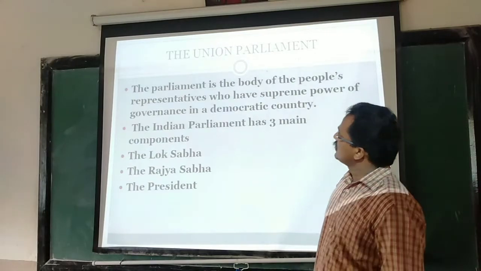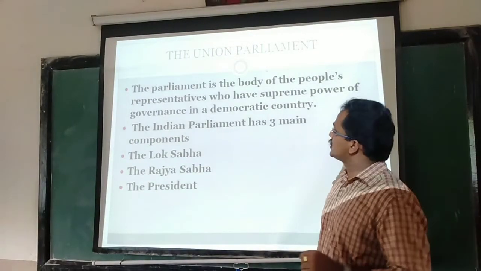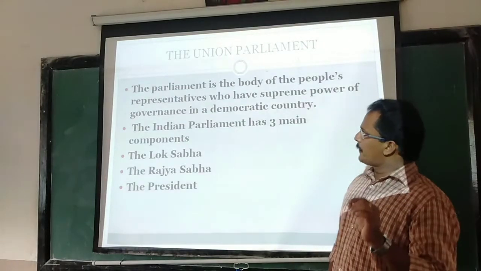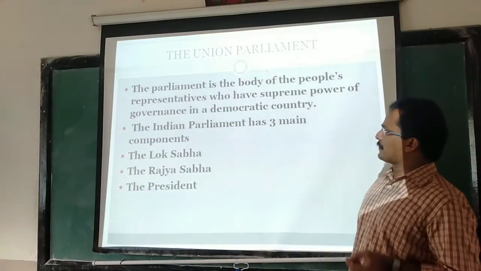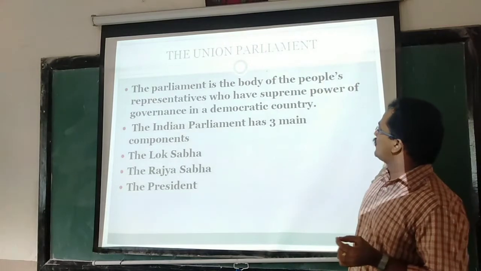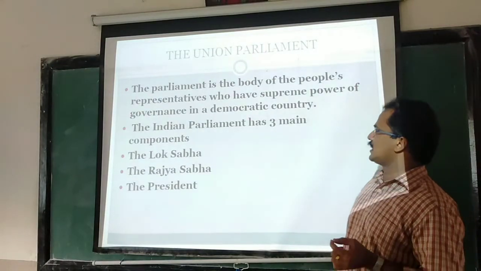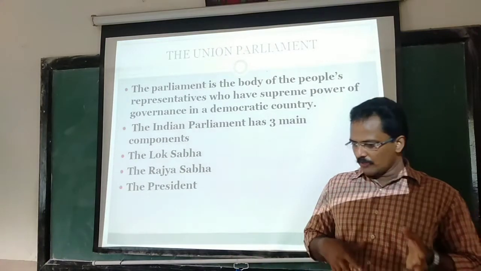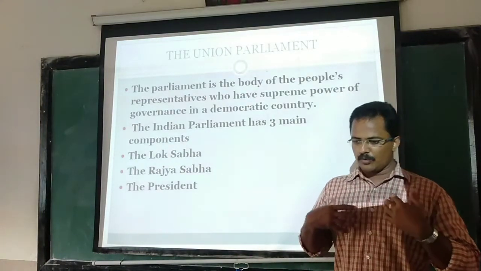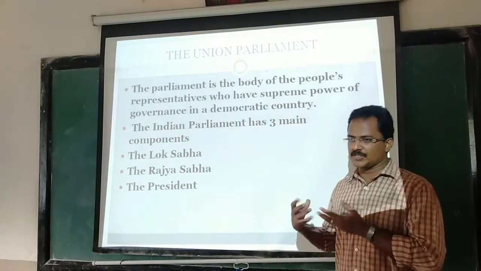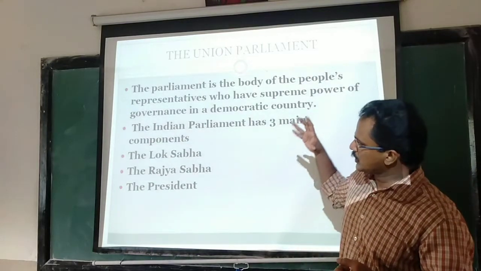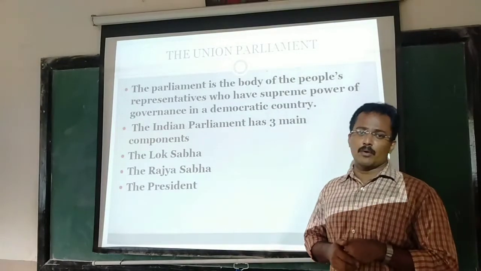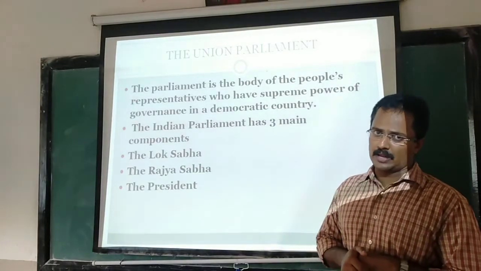Then the next topic is Union Parliament. The Parliament is the body of the people's representatives who have supreme power of governance in a democratic country. So the federal form of government and the unitary form of government is an introduction to this chapter. Here we are going to study the three main constituent components of the Indian Parliament.